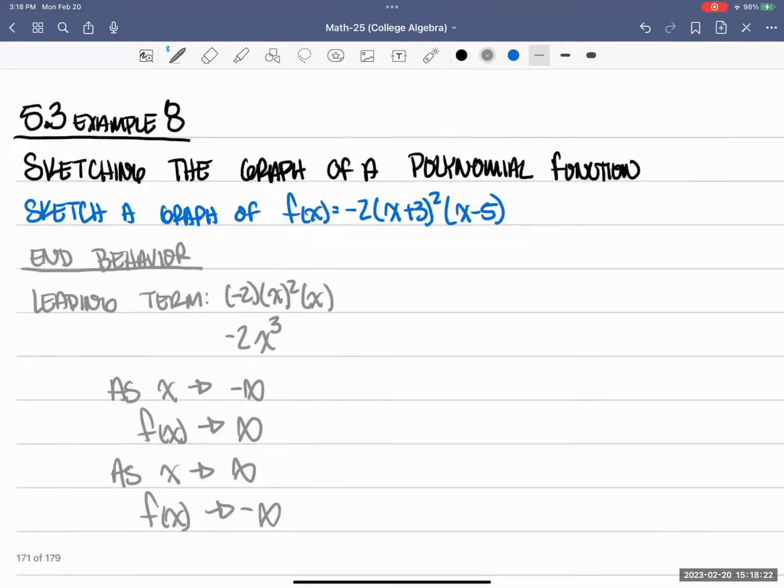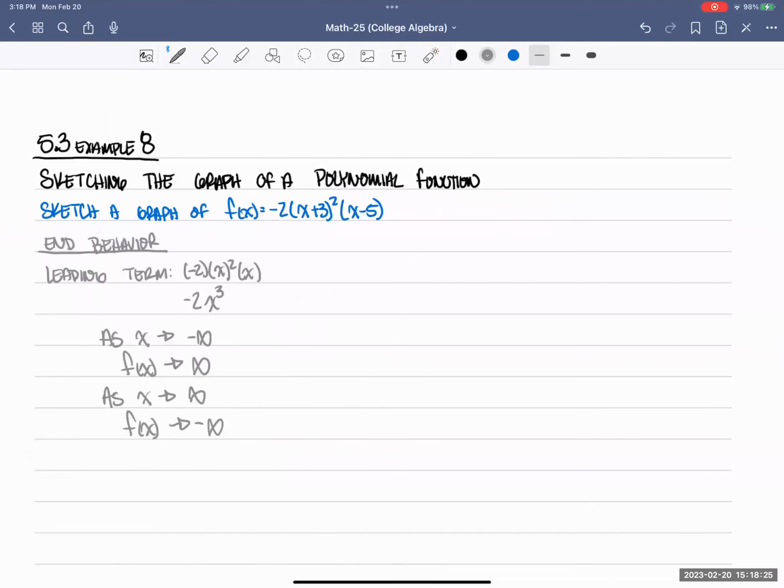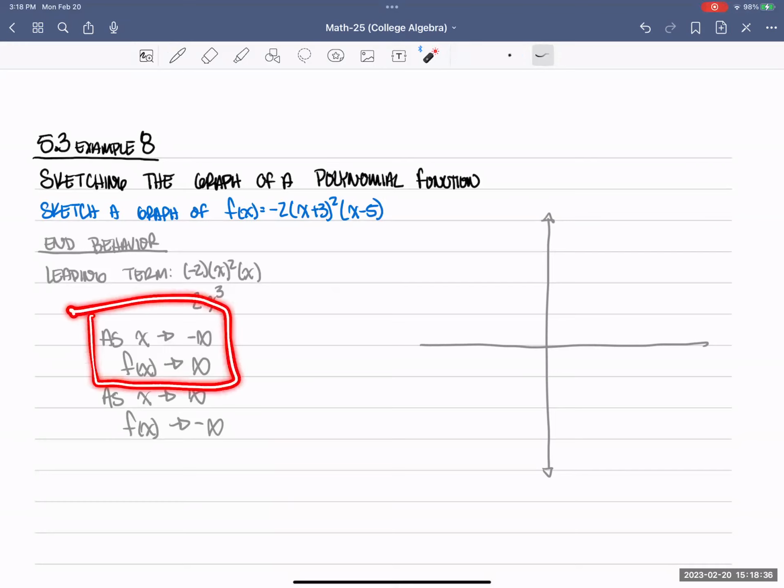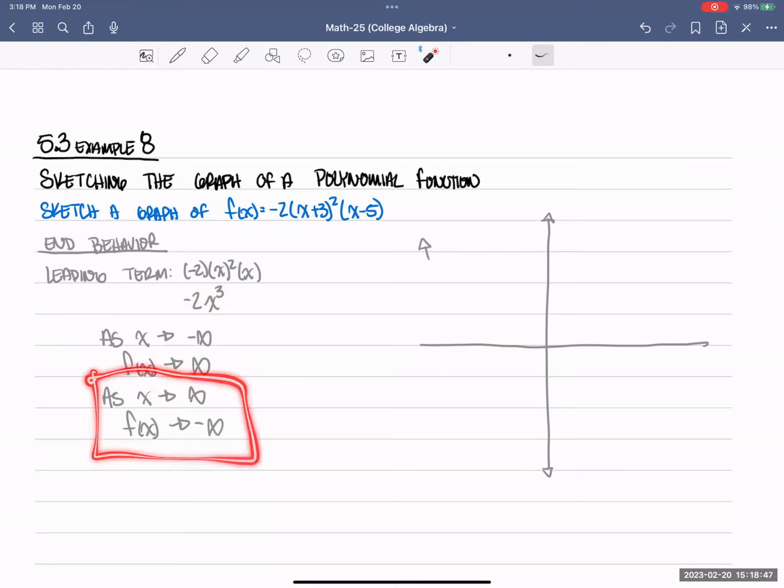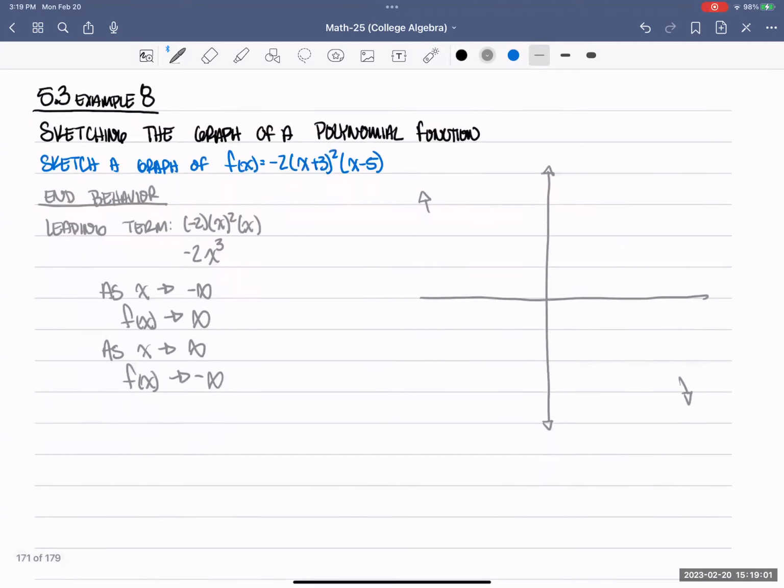So let's start sketching this on our graph. Looking at this part, as x approaches -infinity, our function approaches positive infinity. So we have some sort of arrow going up this way at this end. And as x approaches positive infinity, our function approaches -infinity, so it comes down in this direction. So there's our end behavior. Next, let's look for our y-intercept and our x-intercepts.